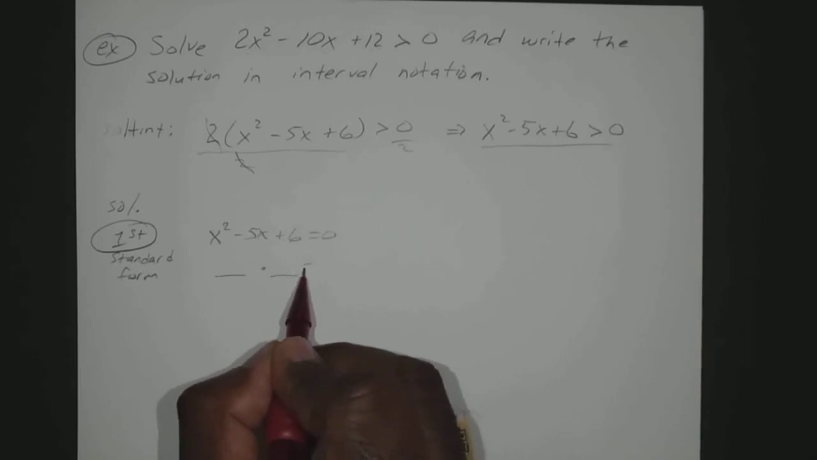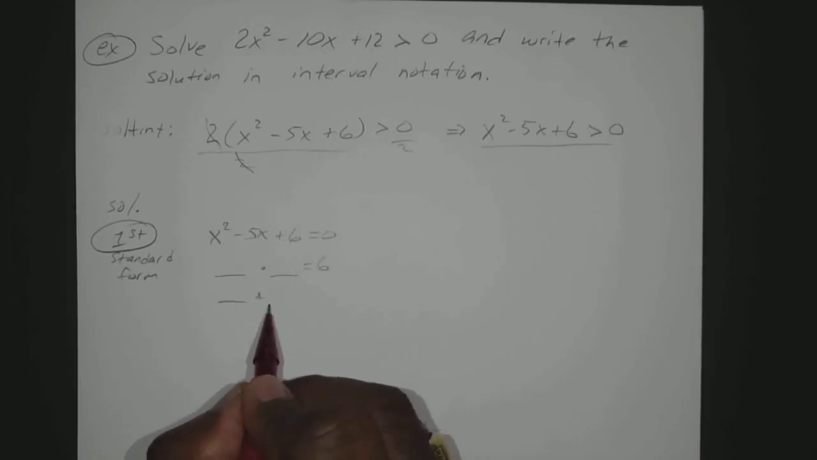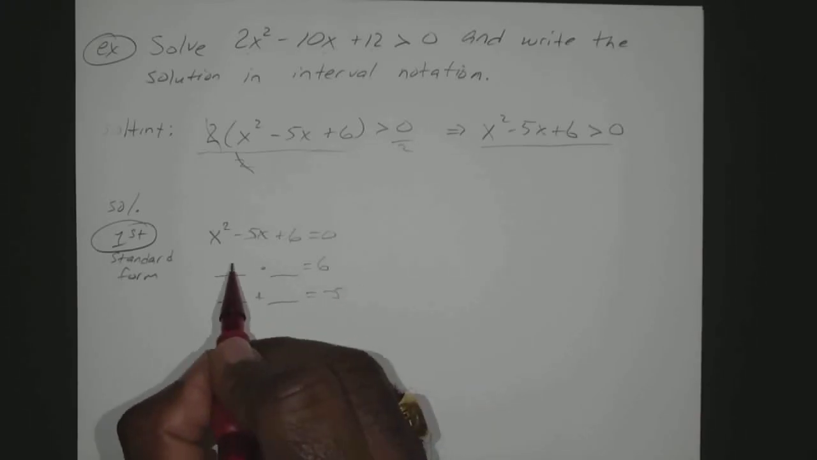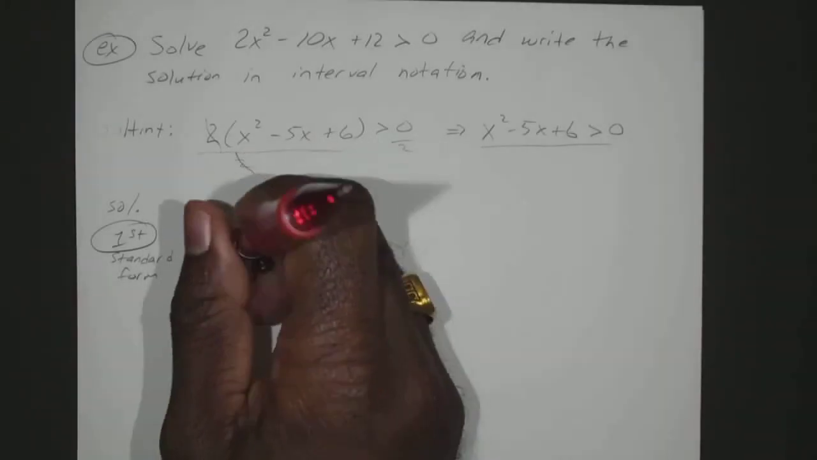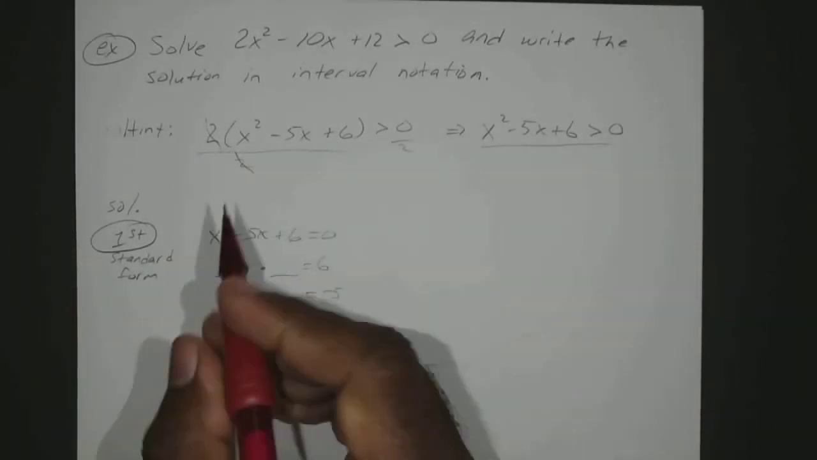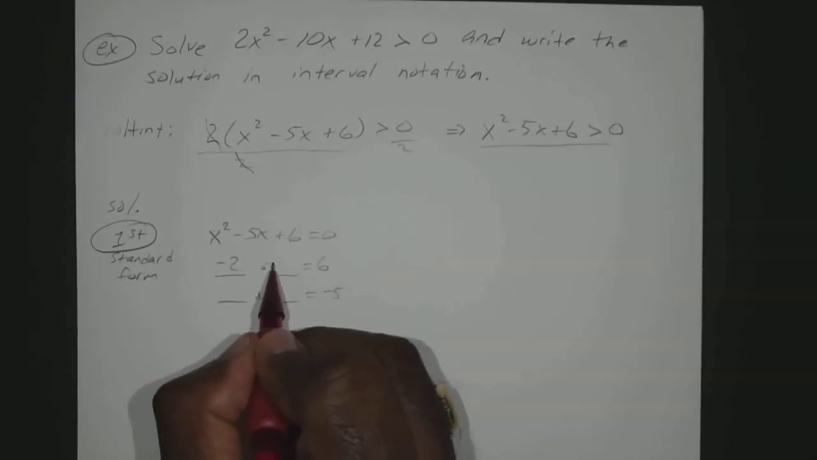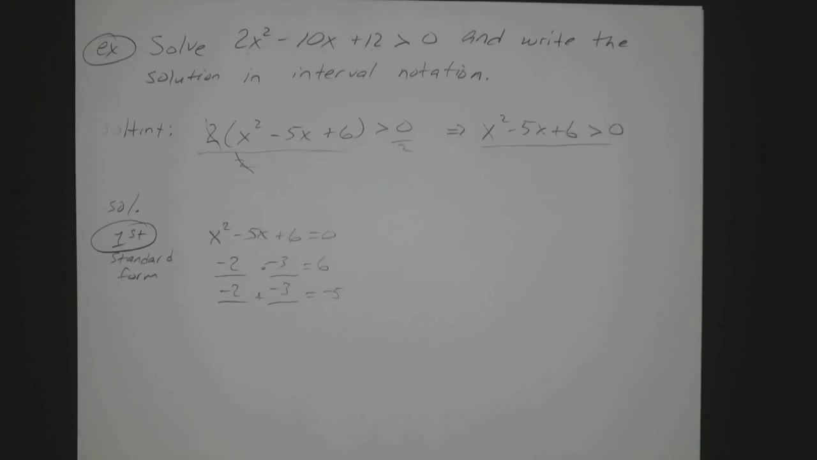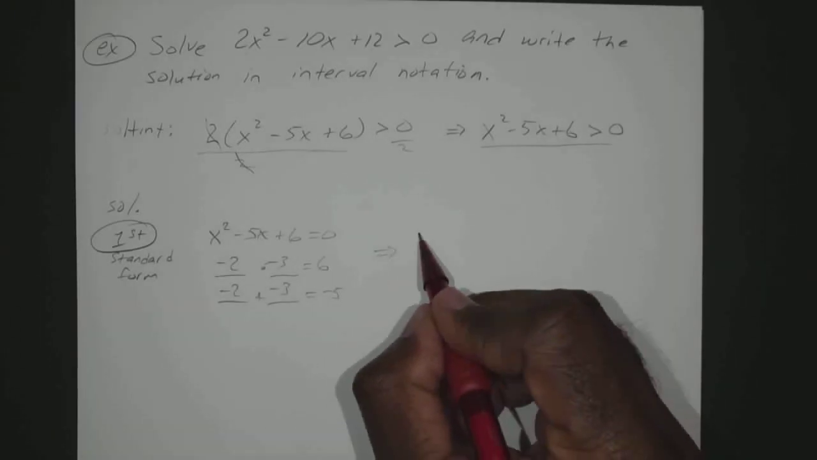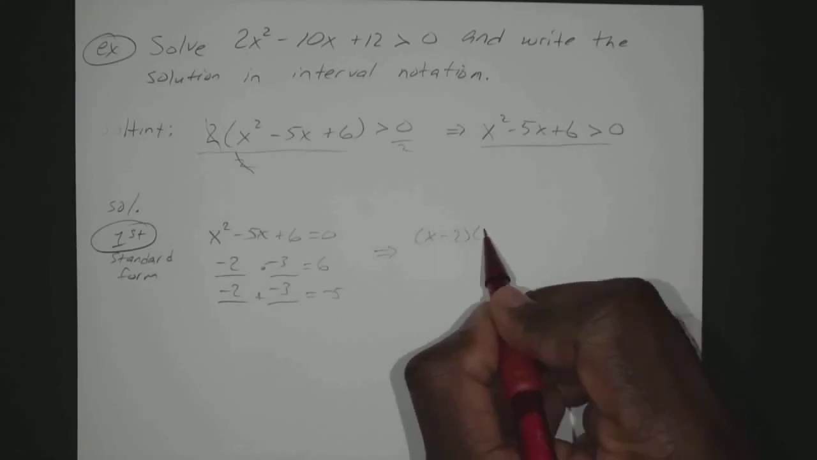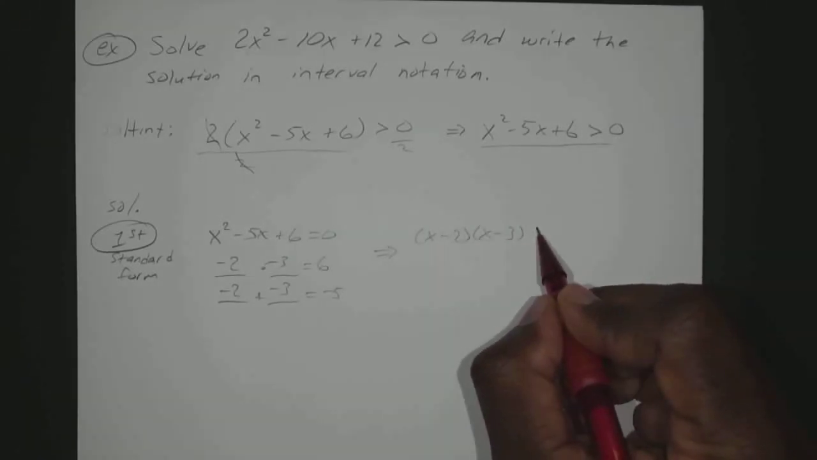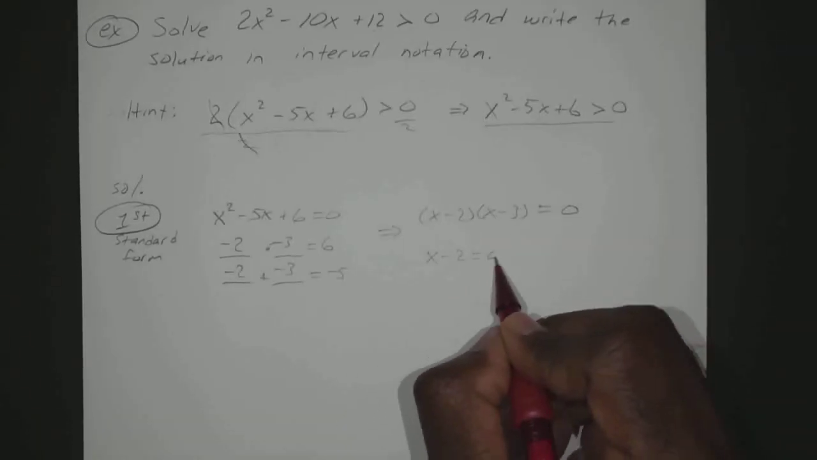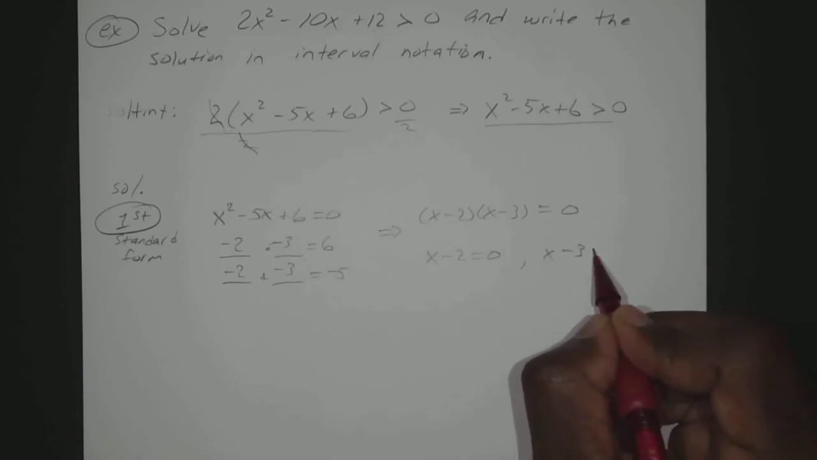That means you have to find two numbers that multiplied equal 6, and those same two numbers add to equal negative 5. Which, 5 and negative 1, nope. 2 and 3, that worked. Negative 2, negative 3. So that gives us x minus 2 times x minus 3 is equal to 0, which means that x minus 2 can equal 0, or x minus 3 can equal 0.